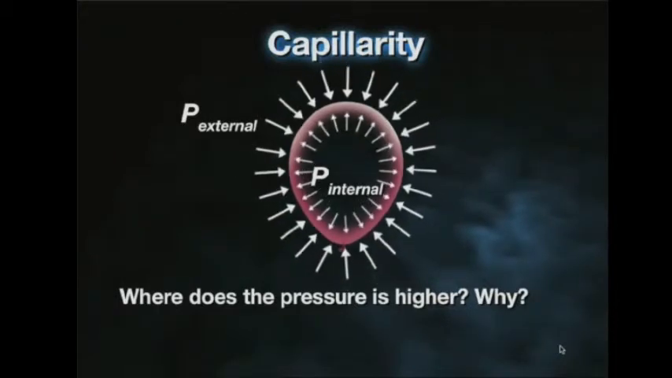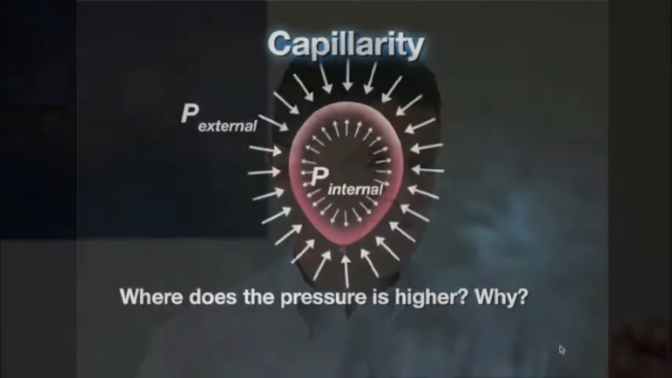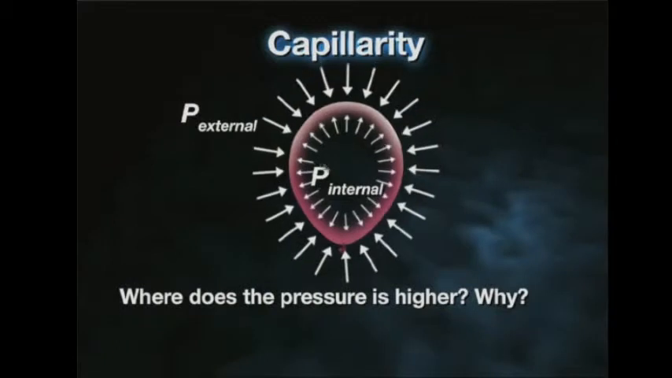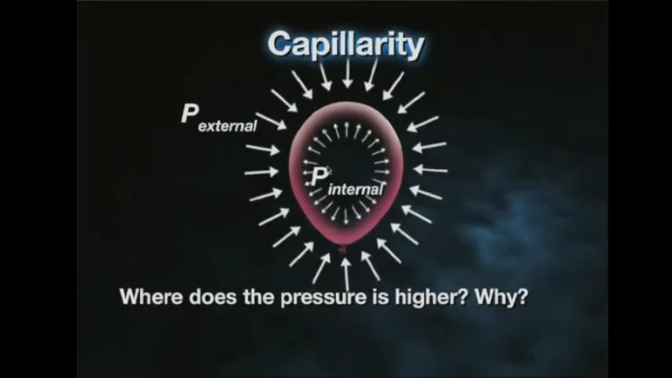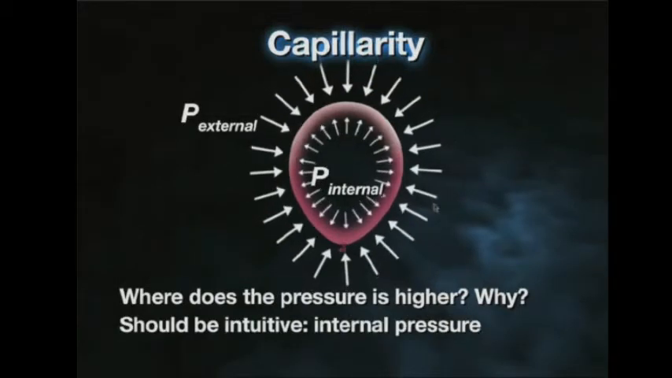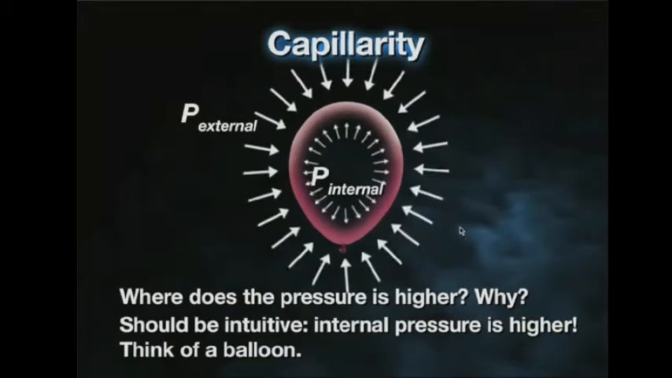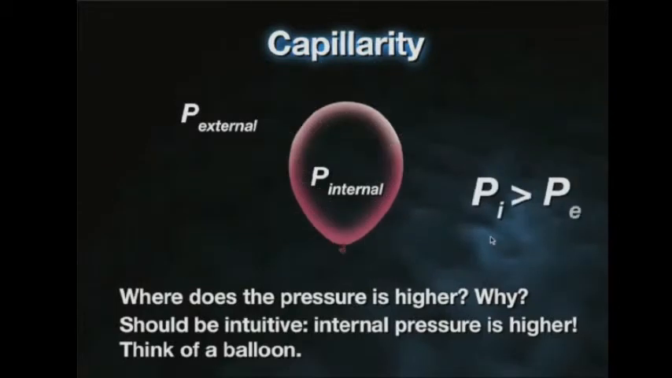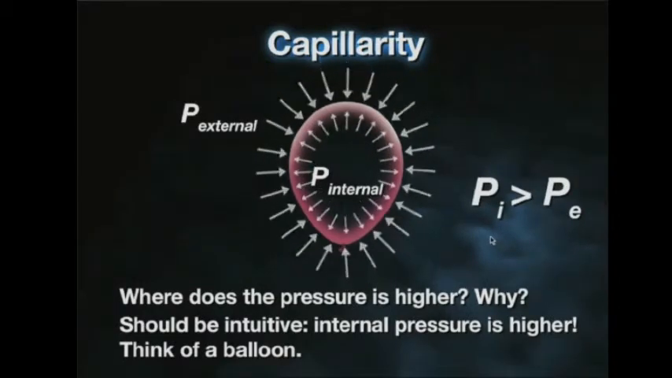Well, let's think: if you take a small pin and prick this balloon, boom! Why does it go like that? Because the air that is inside tends to move outside fast, right? Why? Because it's under pressure. So the internal pressure is much higher than the external. It tends to go away from where it is, right? So it should be intuitive. Internal pressure is higher.